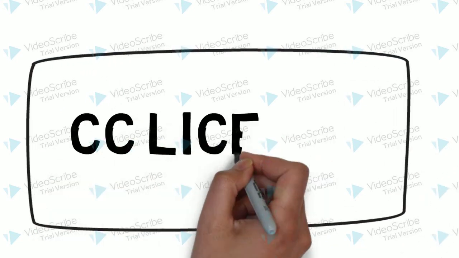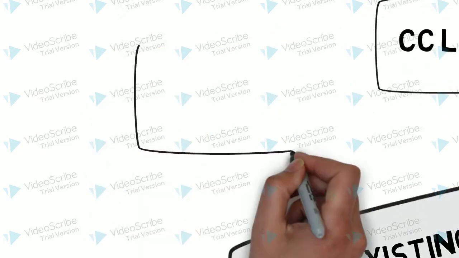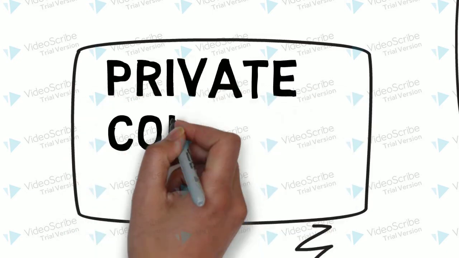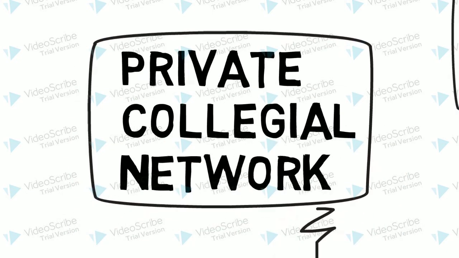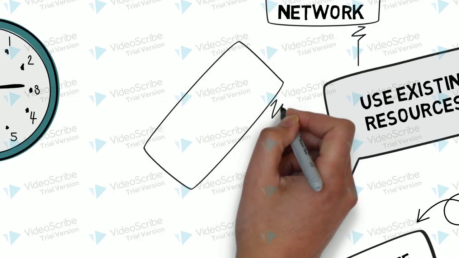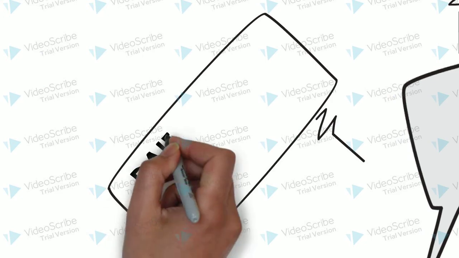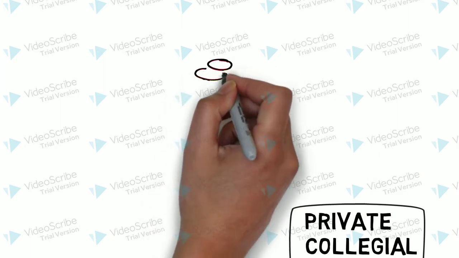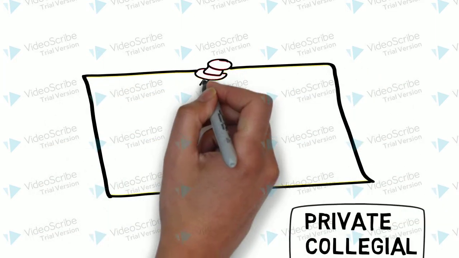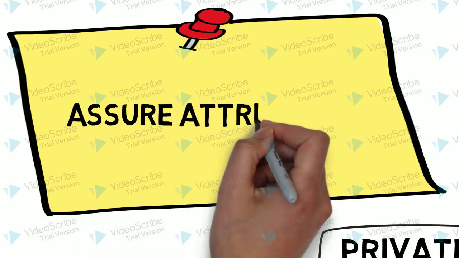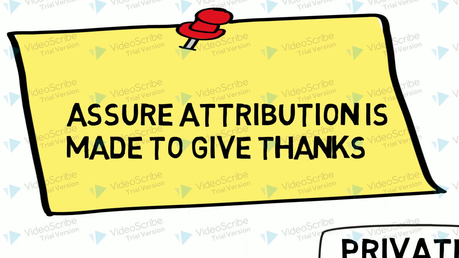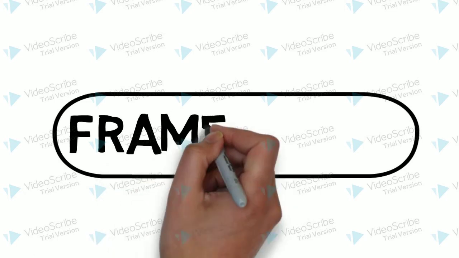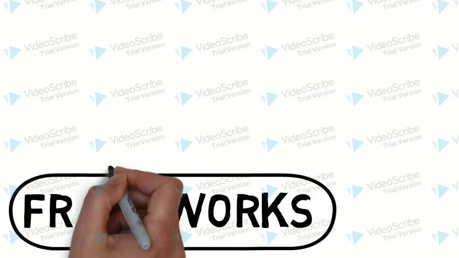Of course, CC license is a big topic of conversation right now. We have explicit open access because they've chosen to license it for as wide a use as possible. And you've also mentioned private collegial networks as another option that's available to us for sharing. Paid use, Teachers Pay Teachers being one of the ones coming up in conversation. And we always need to, no matter where we choose to use ready resources from, assure that we are attributing the work. We need to make sure we give thanks. Citation through APA is one avenue, and attribution is the other, but always attribute the work.